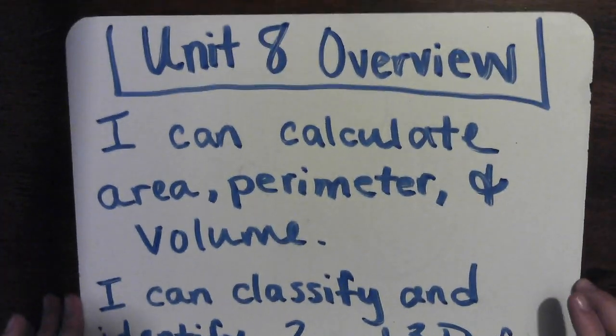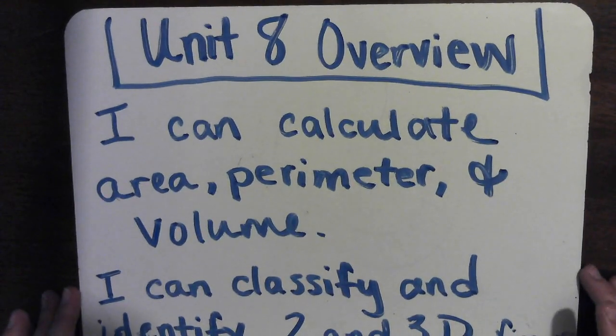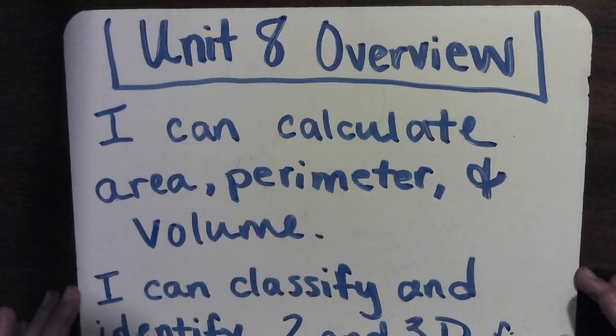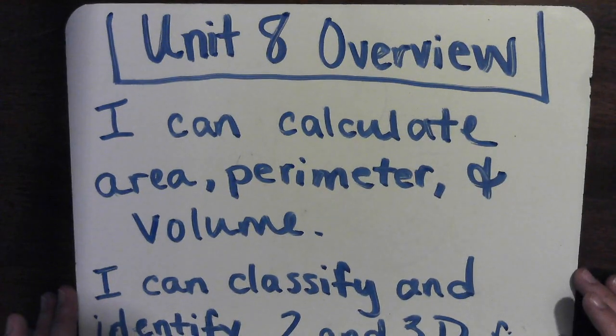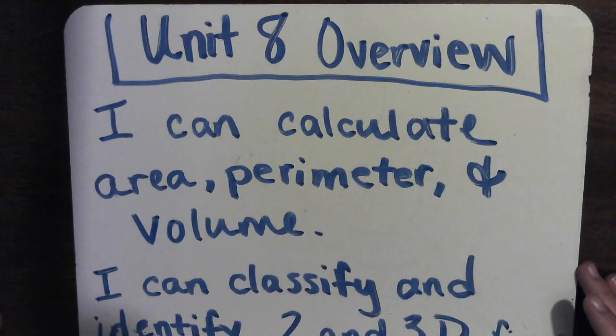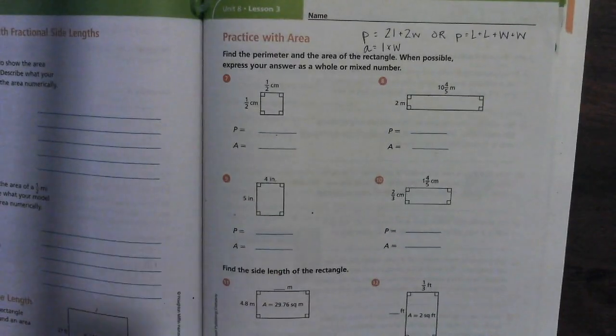Unit 8 has a lot of vocabulary, so please make sure you study the Quizlet and you look it over. And if you don't know exactly what a term means, if you're doing an assignment, please go back and look at the vocabulary on the Quizlet. So first, we will be starting with area and perimeter, which are a bit of a review.